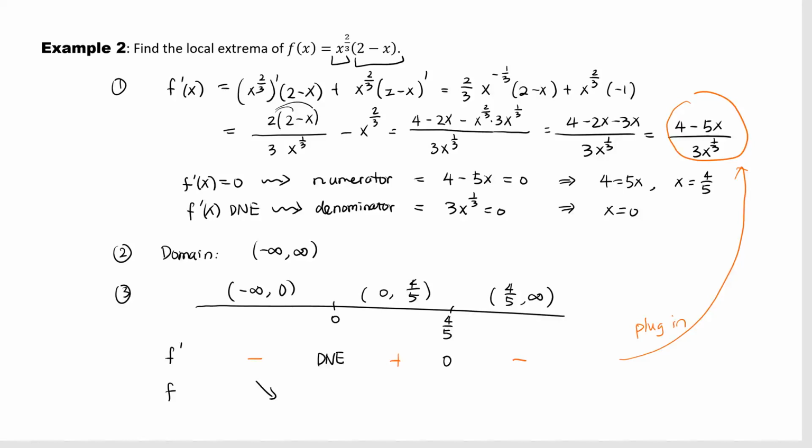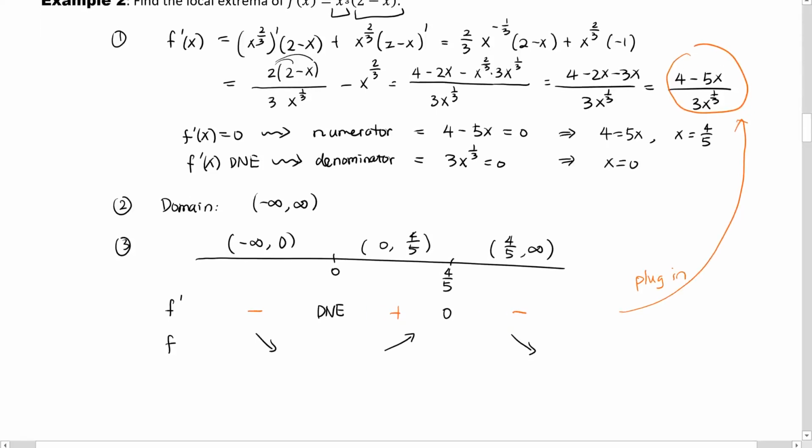Decrease. If f prime is positive, then f increases. If f prime is negative, then f is decreasing. All right, now let's think about it. A function that decreases and then increases, what is this? Local min. And a function that increases and then decreases, what is this? Local max. Yeah, you can draw a picture to help you understand.